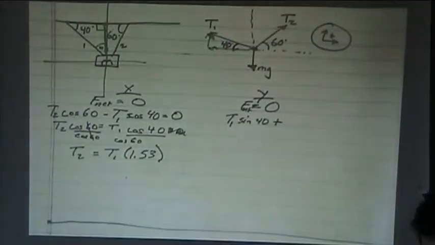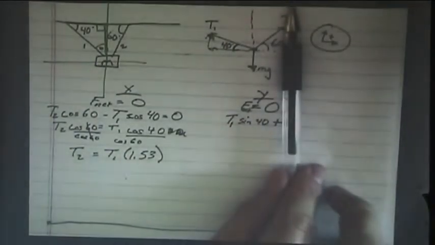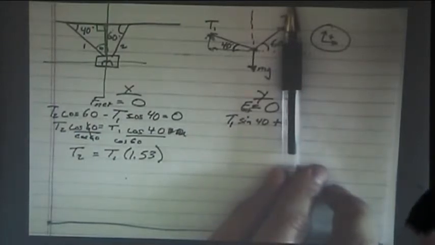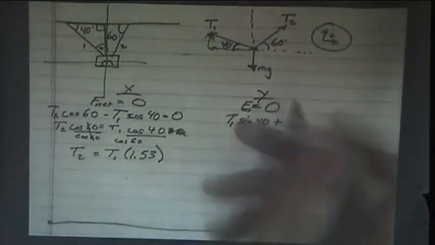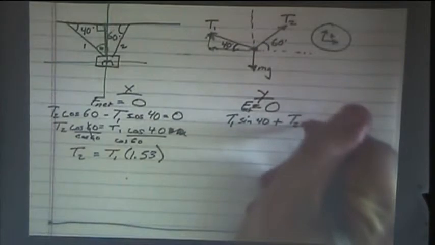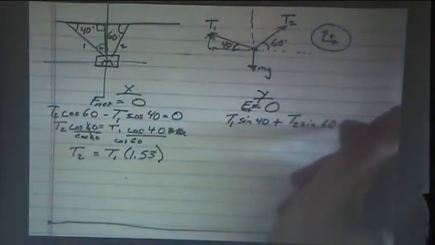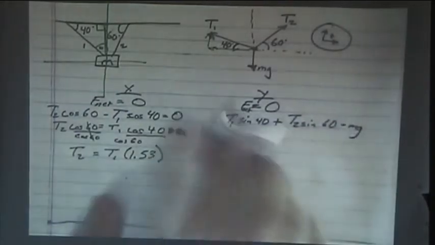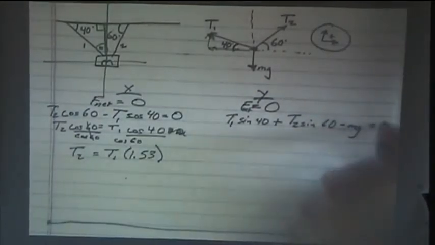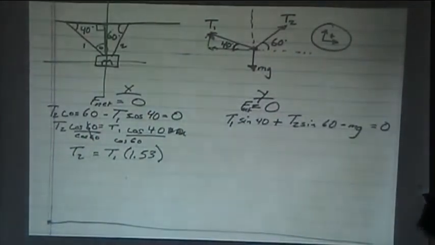Now this is going to be a plus sign because T2 is also a positive force. And if I use the pencil method to check my trig, once again I see that the vertical component is opposite to the 60 degrees. So it's going to be T2 sine 60. And then the weight, mg, is going to be subtracted because that points in the downward or negative direction. And that all equals 0.